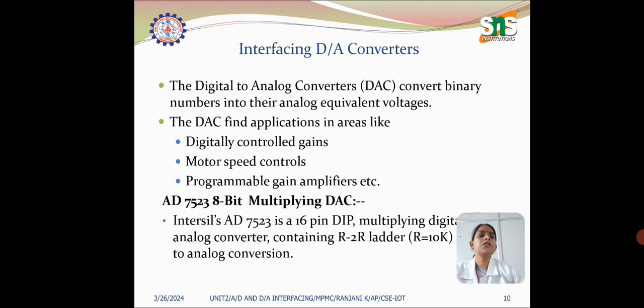So, interfacing of a digital to analog converter. The digital to analog converter converts binary numbers into an analog equivalent voltage. The DAC finds application areas like digitally controlled gains, motor speed control, and programmable gain amplifiers. Here they use the AD7523, an 8-bit multiplying DAC. It has a 16-pin DIP, and it is a digital to analog converter containing an R-2R ladder for converting to an analog output.